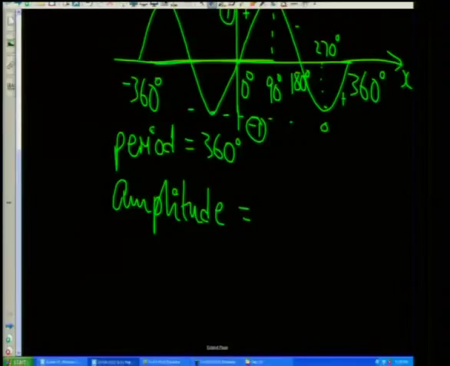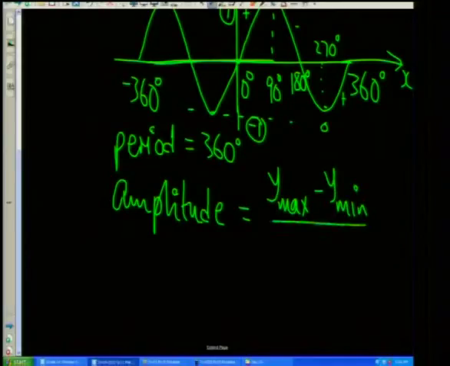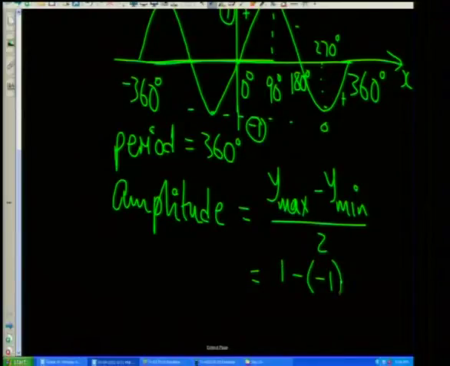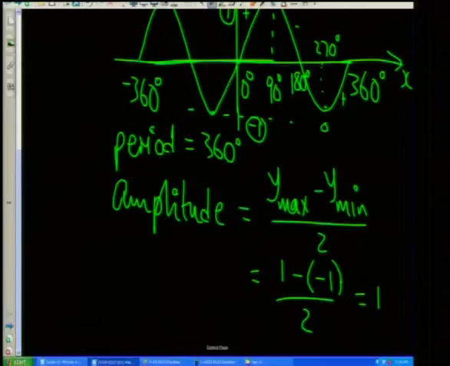In this case, the best way to look at it is to say the y at the maximum level minus y at the minimum, divided by 2. All right? So what is our y maximum? Our y maximum is 1. We subtract minus 1, which is the lowest point. That divided by 2 will give you 1 as the amplitude of this graph.